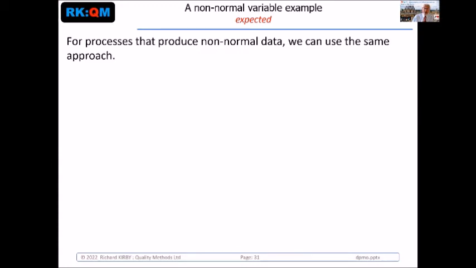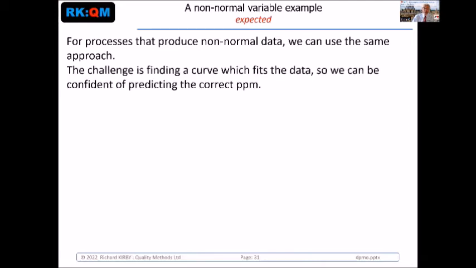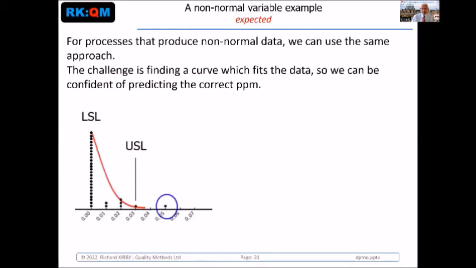Now, for processes that produce non-normally distributed data, we can use the same approach. I know it's more difficult to handle non-normal data, to find a suitable distribution, but that's a different subject to today's ppm estimate. So for a product from a process whose measurements provide non-normal distributions of data, for example, enamel rating, it's the same approach. Plot the data, fit the curve, calculate the area under the curve in the tail outside the spec limit.